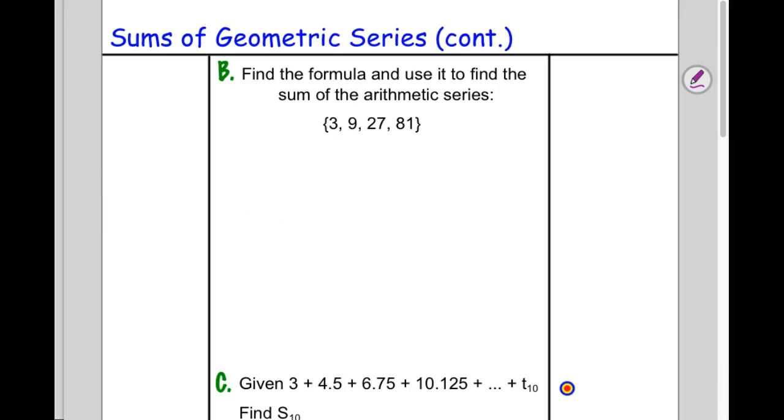Looking at a second example. Here we know we need to know n, we need to know term 1, and we need to know r.